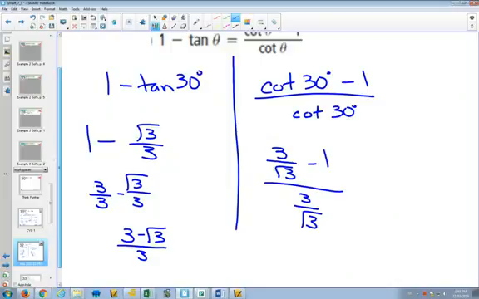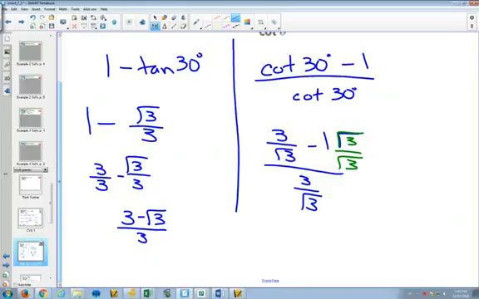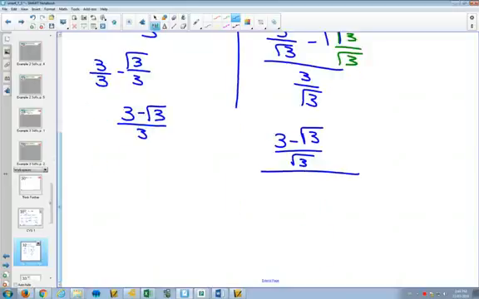On the right-hand side, do you see that I have a fraction over a fraction? Well, I have a fraction on the bottom, but I don't have a single fraction on the top yet. So if I first get a single fraction on the top, what would I need as a common denominator? I need a root 3, so I'd multiply this one by root 3 over root 3. Then my fraction on the top becomes 3 minus root 3 all over root 3, divided by the bottom, which is 3 over root 3.